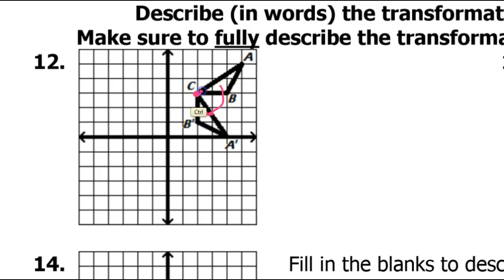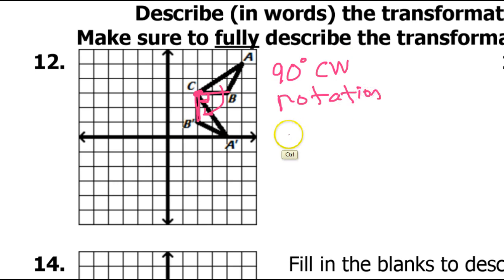Well, look at CB and then look at CB prime. What kind of angle do you see between one and the other? Hopefully you can tell that is a 90-degree angle. So that's how you know this is a 90-degree rotation. So this is a 90 degrees clockwise rotation around C. And I'll just go ahead and say 2, 3 just to be thorough.